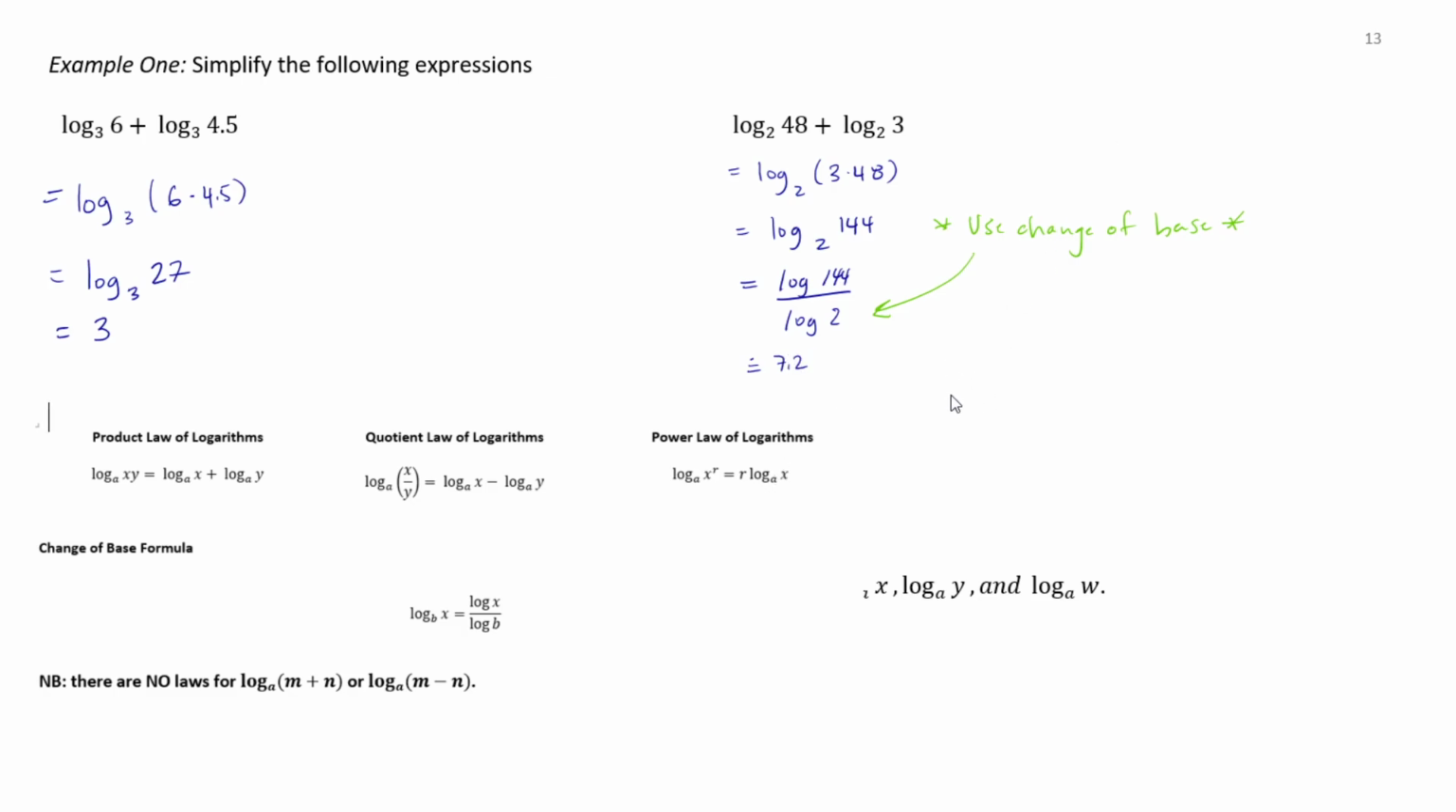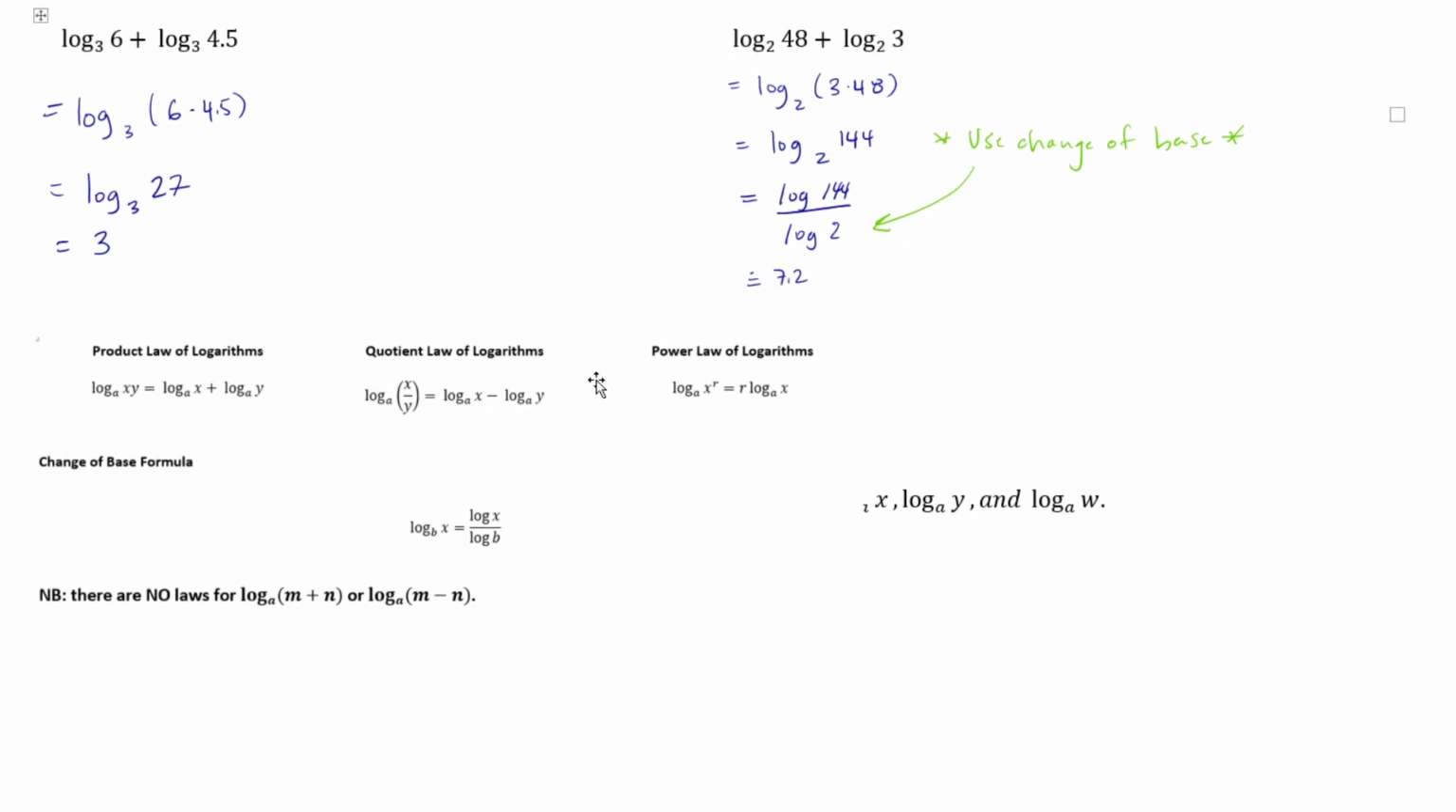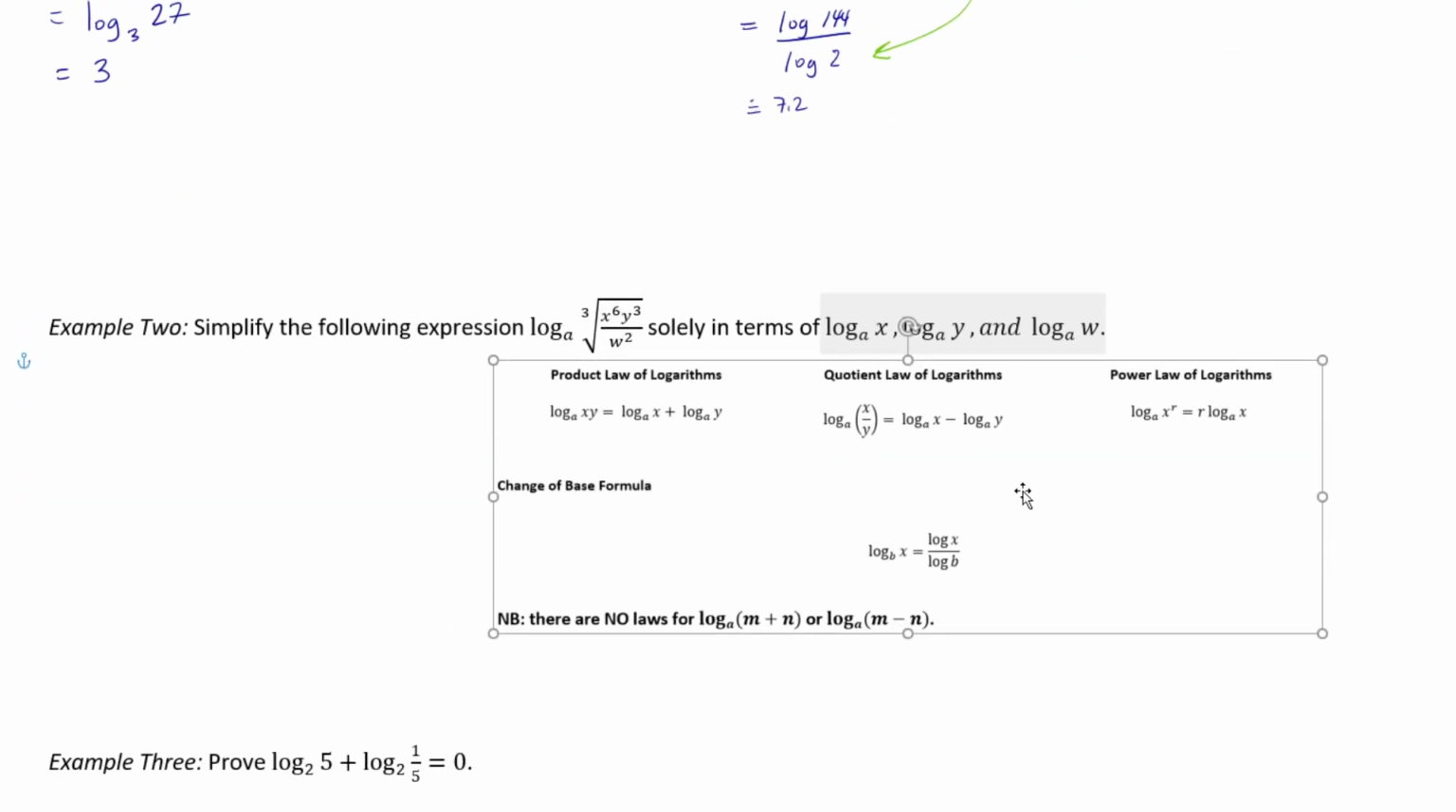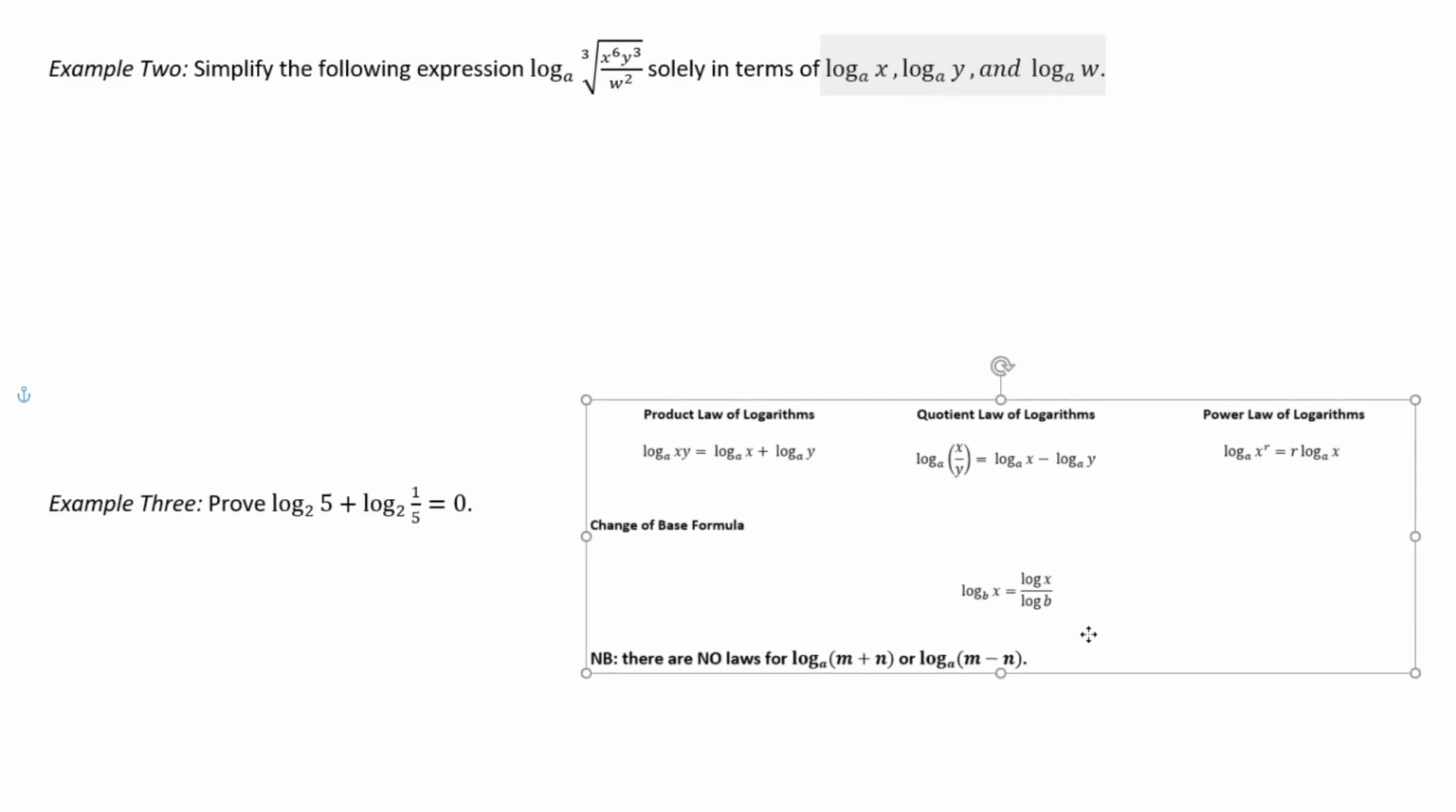Just to review, I multiplied these two numbers because I used the product law of logarithms. I recognized that this would not produce an integer value because there's no perfect exponent on 2 that will produce 144. So in order to evaluate this, I used the change of base formula and got 7.2. Looking at the next example, I'm just going to keep moving this around so that we have it as a reference.